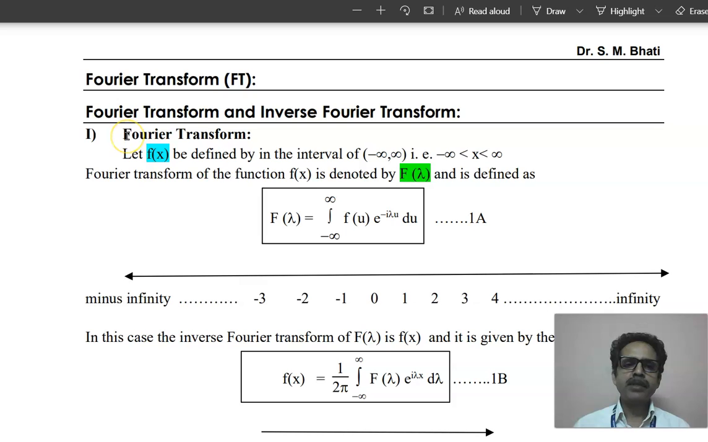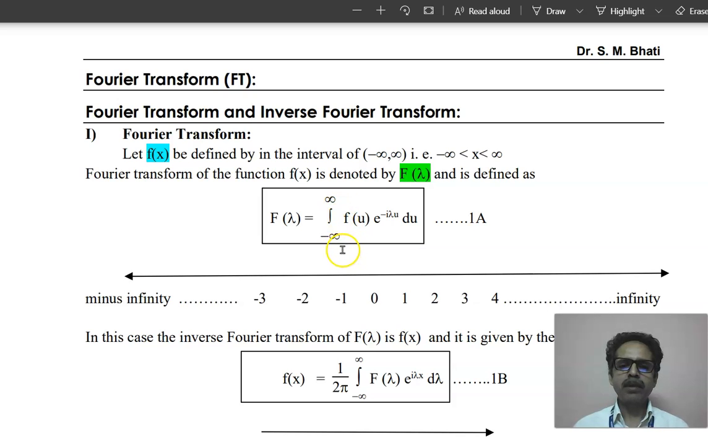Let's see first the basic definition of Fourier Transform. Let f of x be defined by the interval minus infinity to plus infinity, that is minus infinity less than x less than infinity. Fourier transform of the function f of x is denoted by capital F of lambda and defined by this integral.